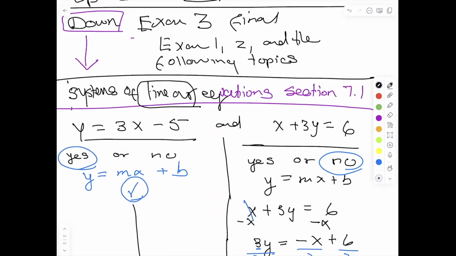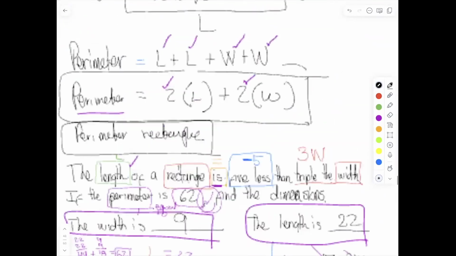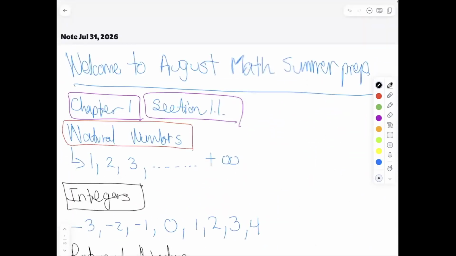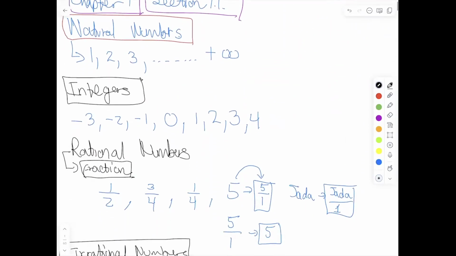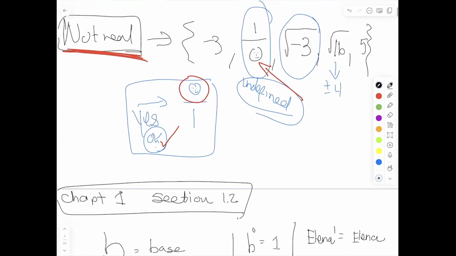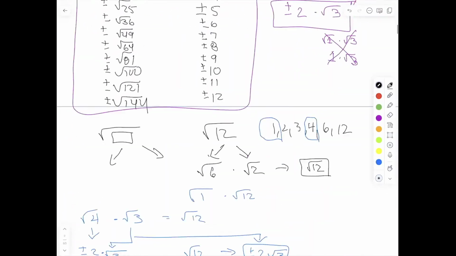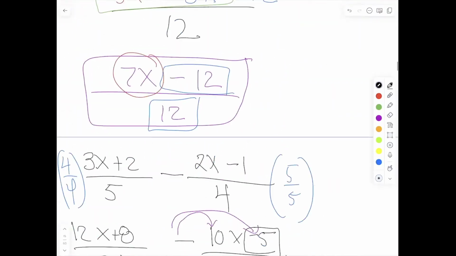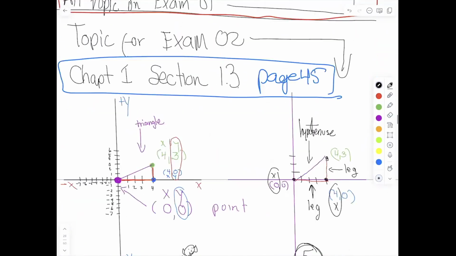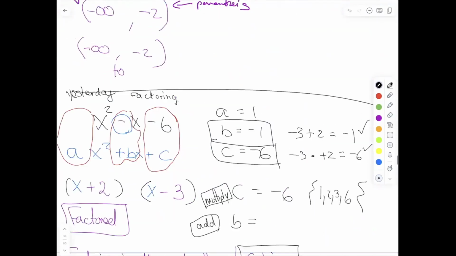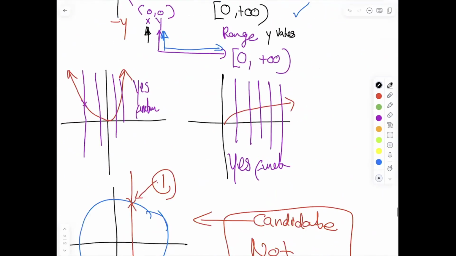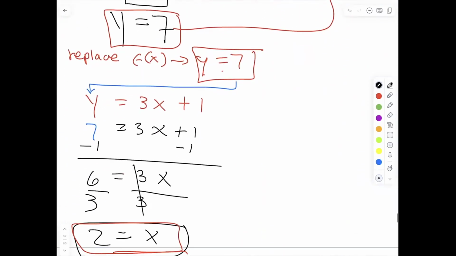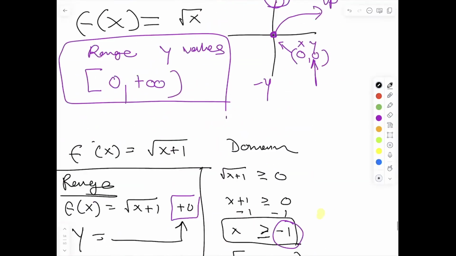These are the only two topics that are new for the final because the final covers what? All of this. You see? All of this is on the final. Exam 1 and exam 2. All the topics. And the only new stuff that you are responsible to learn for the final is systems of linear equations and area.